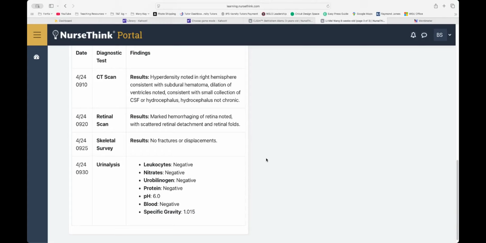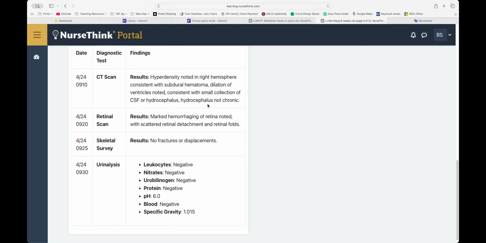So we've got a bleed. We have dilation of our ventricles, consistent with a small collection of cerebrospinal fluid or hydrocephalus. We can tell that the hydrocephalus is acute, not chronic. So it was as a result of this injury, not something that's happened over a long time. The retinal scan shows marked hemorrhaging of the retina with scattered retinal detachment and retinal folds. Thankfully, the skeletal survey shows no other fractures or displacements.